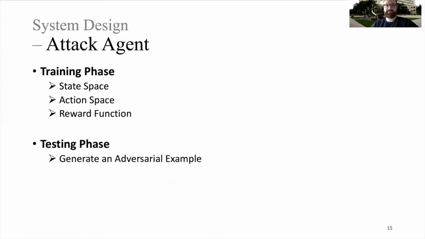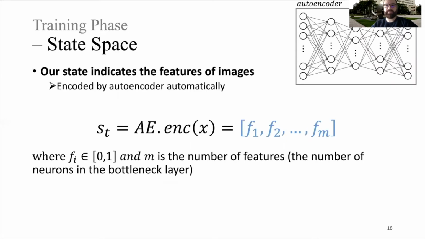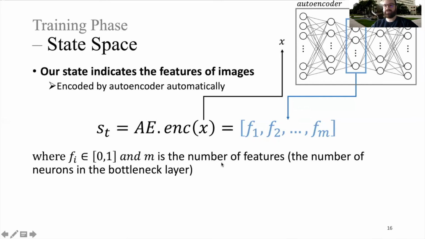So in our system design, we have the training phase and the testing phase. In the training phase, now we are going to introduce the state and action spaces and also discuss the reward function. And then later we would show how we generate the adversarial images. So for the state representation, as we said, we get the image X, we send it to the autoencoder, and we get the encoding space as features to represent the state. We use sigmoid activation for these encoding neurons, so the range of any of these features is between 0 and 1.